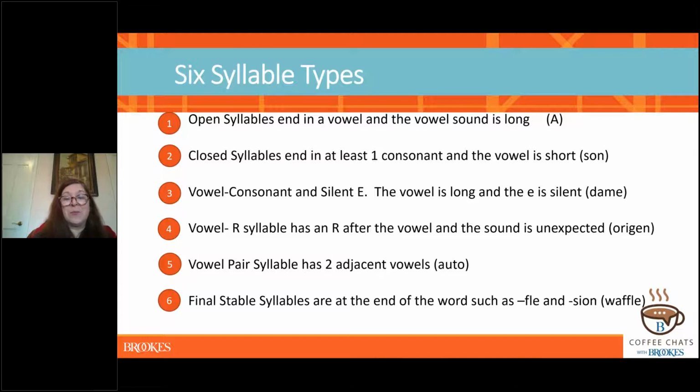The vowel pair syllable, right, has 2 adjacent vowels. And so that would be like AU in the word auto. In Spanish, we have that very same word, but it's ow. So they have to know the difference between ow and ah. And then the final stable syllables. We have endings in other languages like full and shun and jun and chur and jur, right? Some of the pronunciations may differ.